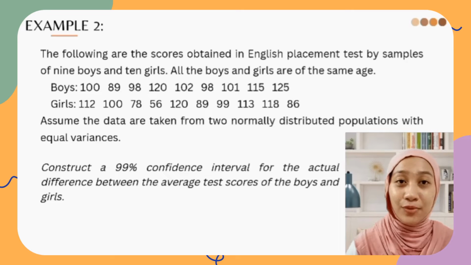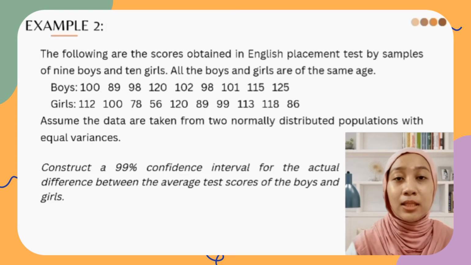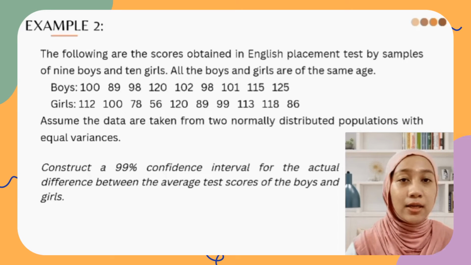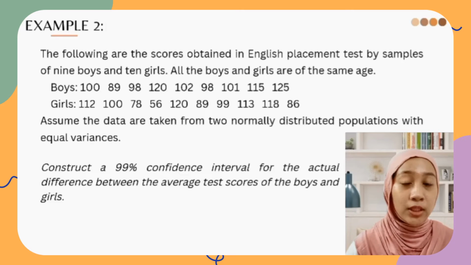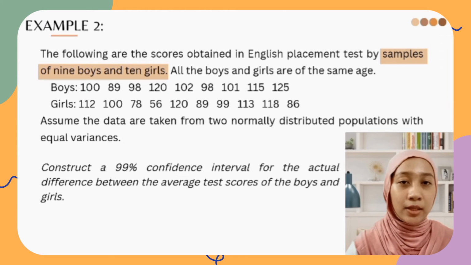Next, for further understanding, let me show example 2. It says that the following are the scores obtained in the English assessment test by samples of 9 boys and 10 girls. All the boys and girls are the same age. Assume that the data are taken from two normally distributed populations with equal variance. Construct a 99% confidence interval for the actual difference between the average test score of the boys and girls.